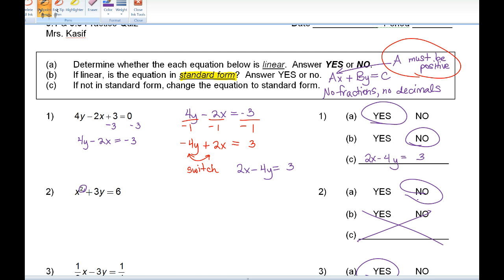So when you say switch them, you're talking about switching the negative signs? No, the 4y minus 2x. Like, what did you do to switch? Well, you could switch them here.